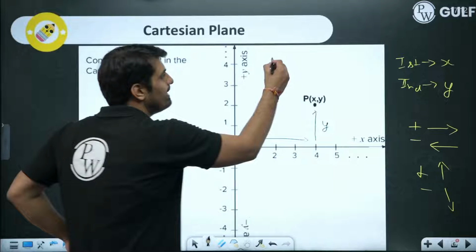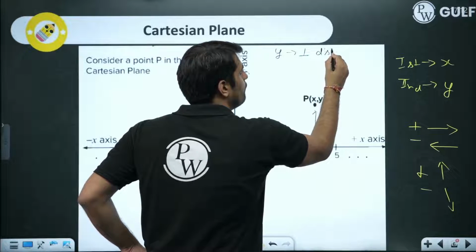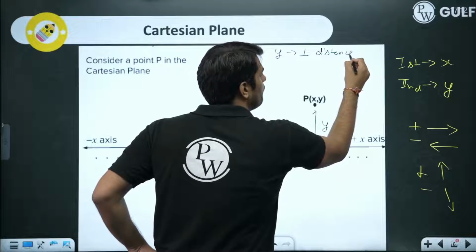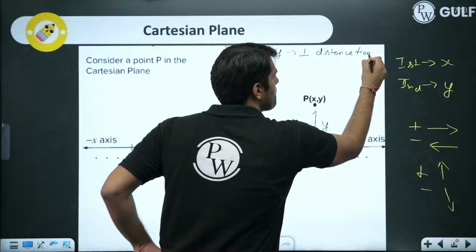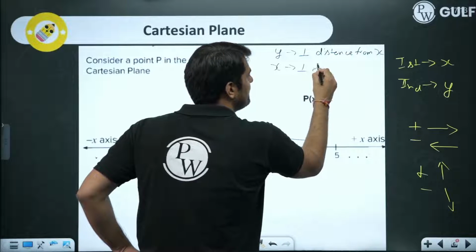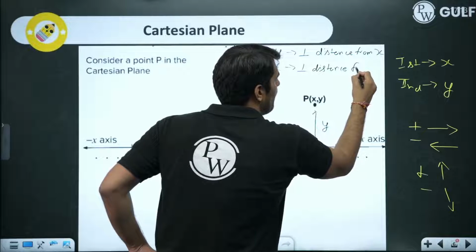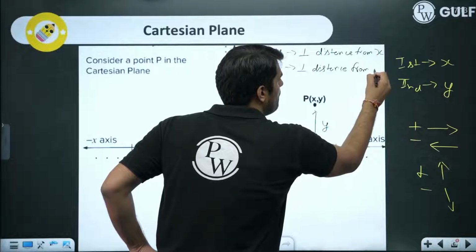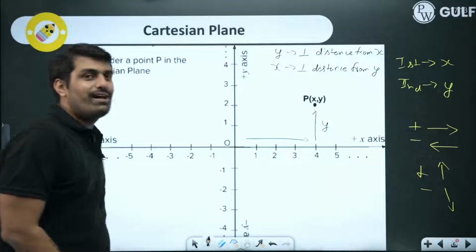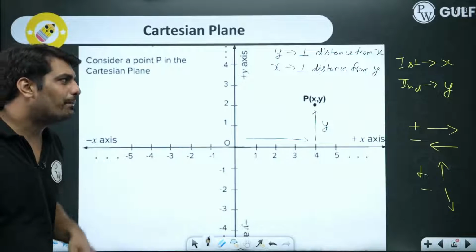So if I have to write it down, y is the perpendicular distance from x, and the x coordinate is the perpendicular distance from y. What are x and y? The x-axis and the y-axis. This is what I am indicating. And this is all the basics we have.